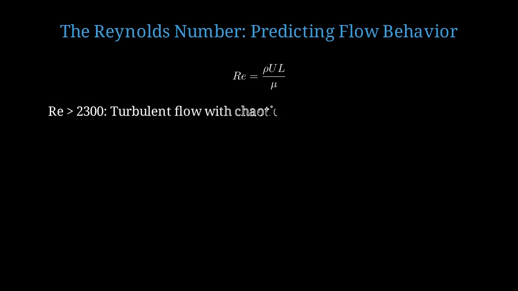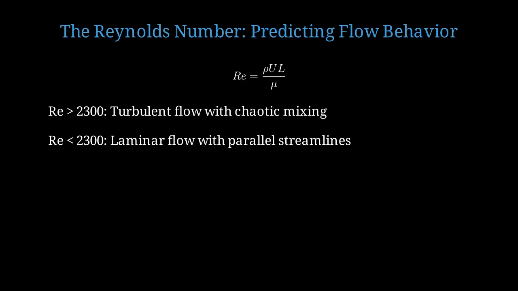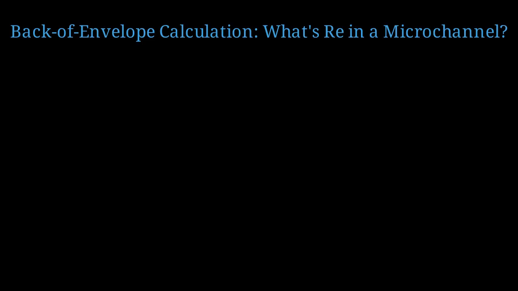When Reynolds number exceeds about 2,300, flow becomes turbulent. Chaotic eddies and vortices naturally mix fluids together rapidly. When Reynolds number is below 2,300, flow is laminar. Fluid moves in smooth, parallel layers with no cross-stream mixing except by molecular diffusion. Let's calculate the Reynolds number for a typical microchannel to see what we're dealing with.